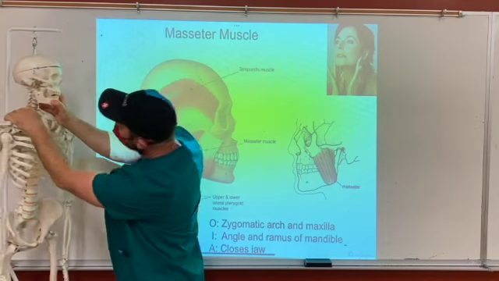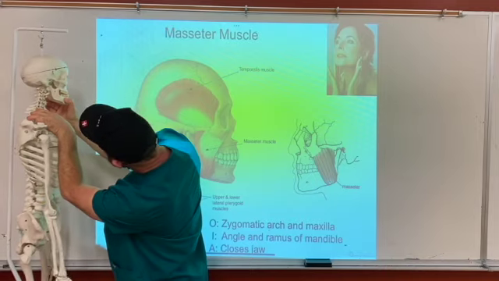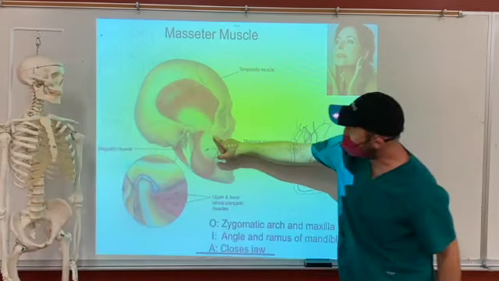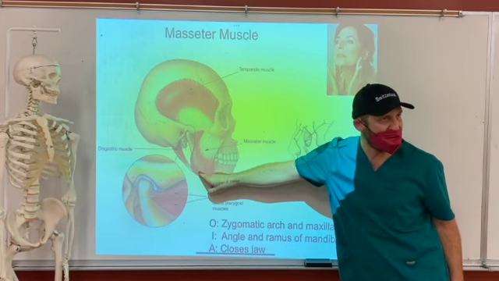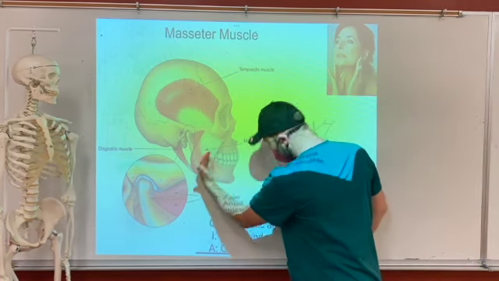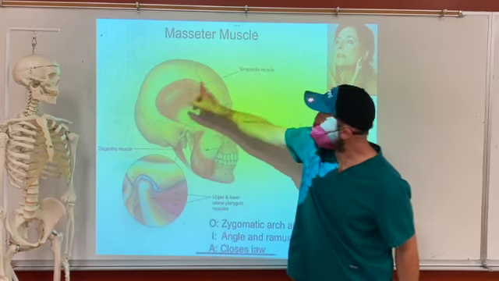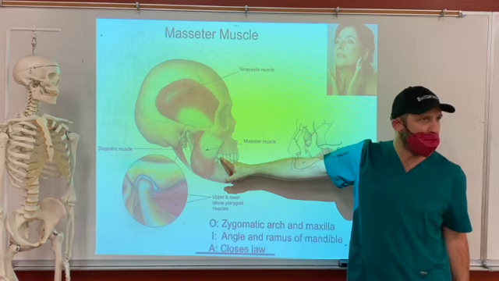And then the other one, what was that? Oh boy, it's over here. The other muscle is attached to the zygomatic and goes down to the ramus of the mandible and closes the jaw this way. So we have these two muscles, the masseter and the temporalis, that do that chewing motion.